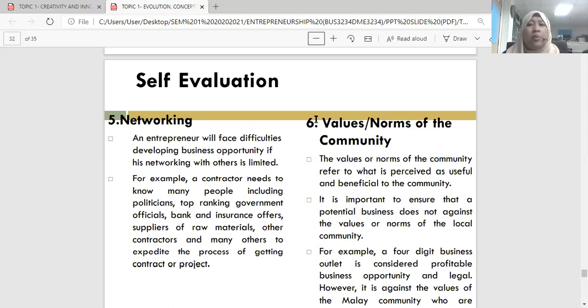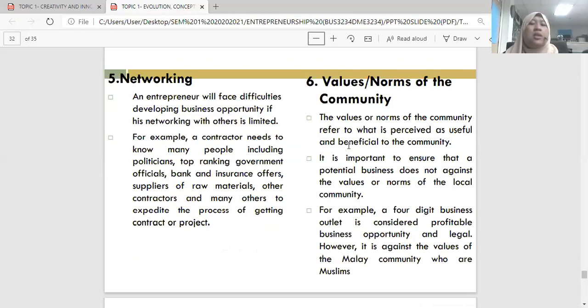And then the sixth one, values or norms of the community. The values or norms of the community refers to what is perceived as useful and beneficial to the community. It is important to ensure that the potential business does not go against the values or norms of the local community.